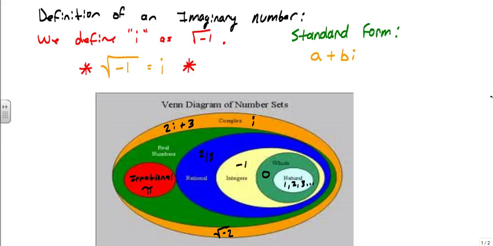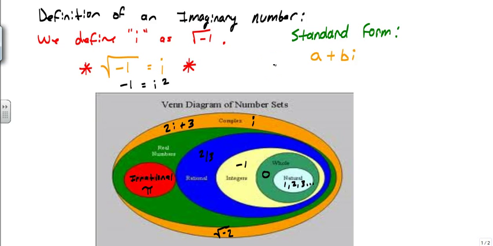And instead of square root of negative 1 equals i, you may see something where they square both sides, and you're left with negative 1 equals i squared. That's also a possible definition that you may see. So just keep that in mind.